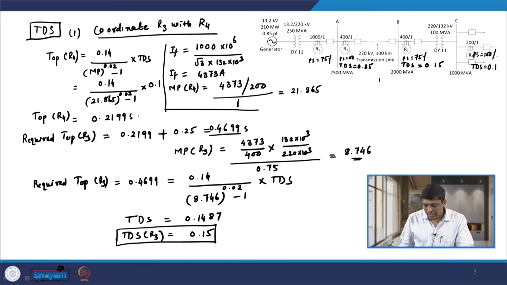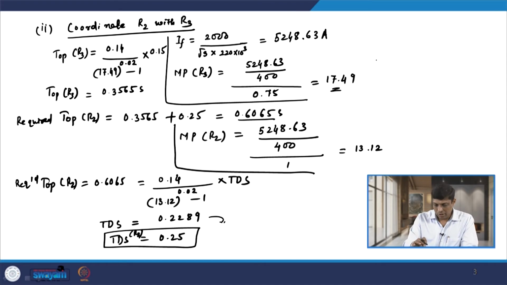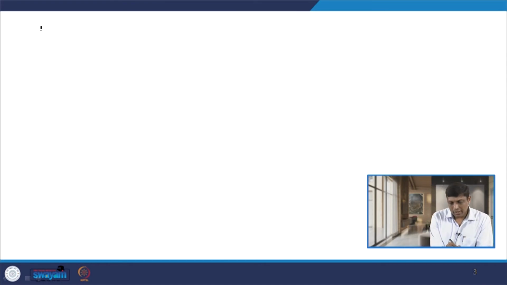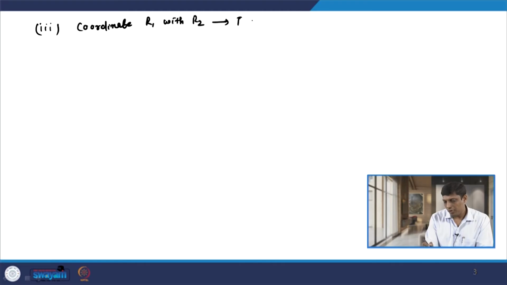In the same way, let us coordinate relay R1 with relay R2 for the fault level of 2500 MVA.